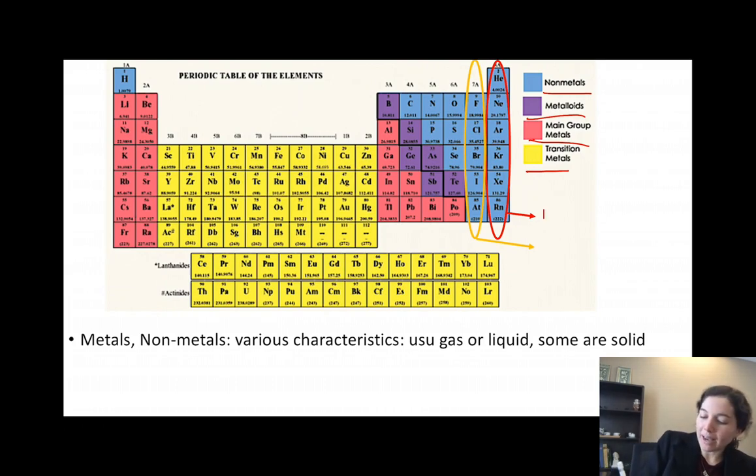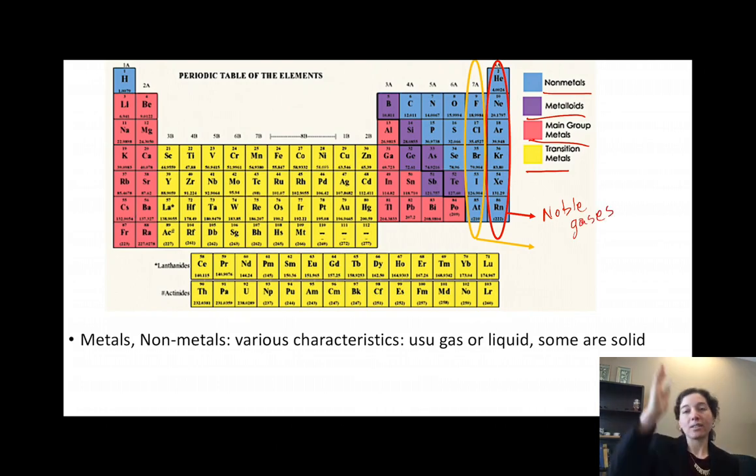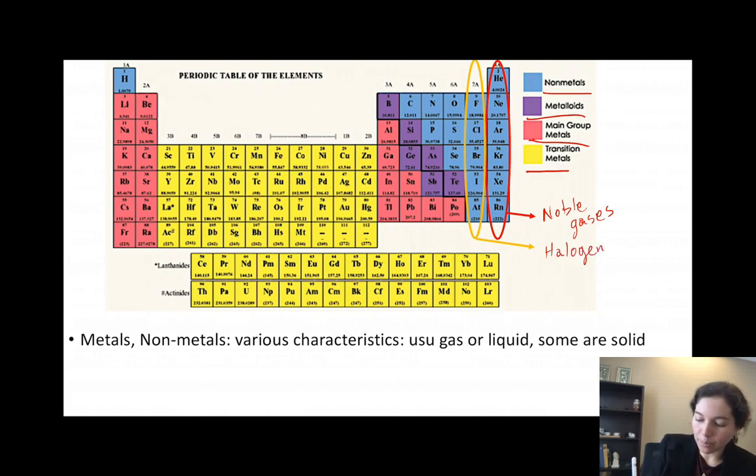Also, your noble gases. You will need to know that's just the gases in that last column on the periodic table, in that last group. And these are your halogens. These are also important that I'm going to ask you to know. These tend to be gases. Sometimes they can be liquids, sometimes they can be solids. They're also important. So we're going to discuss all of the different properties of all of these.